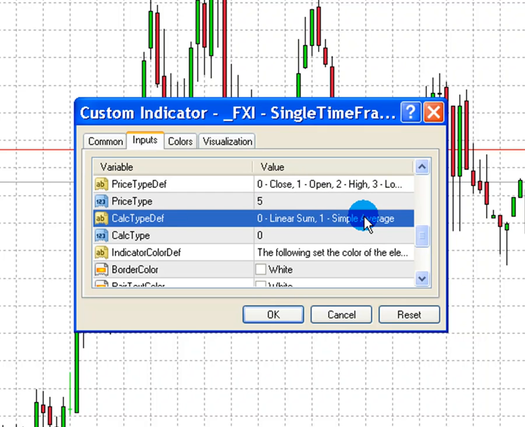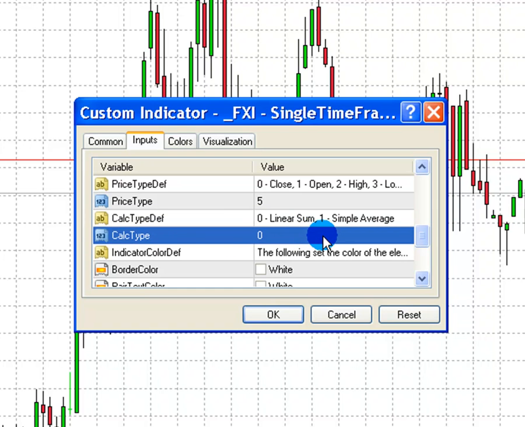We have the calc type def, which is the definition of what the proper calc types are. 0 is the sum of the internal strength, and 1 is the average of the internal strength. So we can either add the internal strength, we can add the strength of the euro against all of its other currencies and the dollar against all of its other currencies, or we can take the euro's average strength against all the other currencies. My preference is 0. Some people may prefer the average.